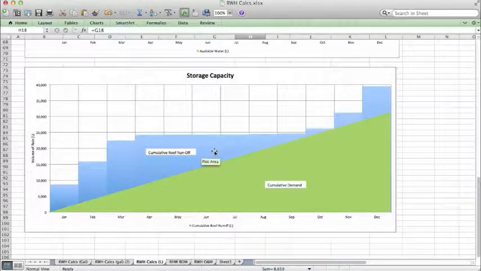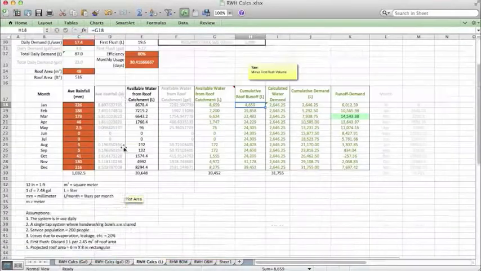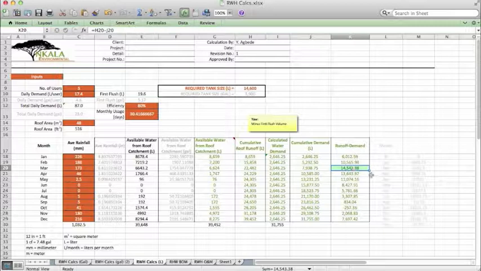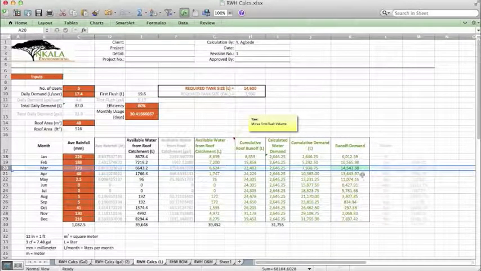Looking at this chart, we want to look for the largest difference between the cumulative runoff and the cumulative demand. It may be a little difficult to do based on this chart, but it actually occurs in March. How do I know that? Because of this. Here in March is where our largest difference between those two curves is found. This is about 14,500 and some change liters.